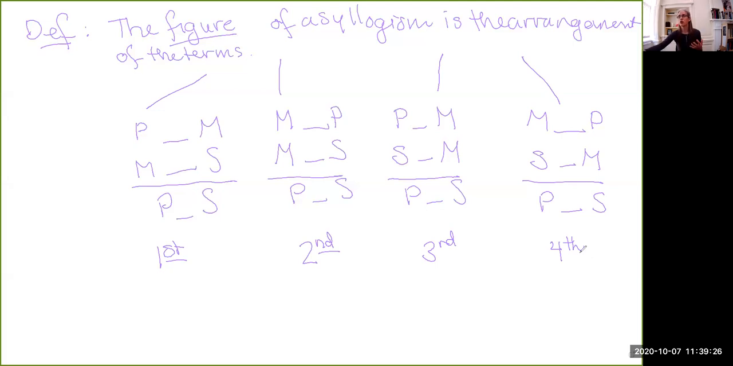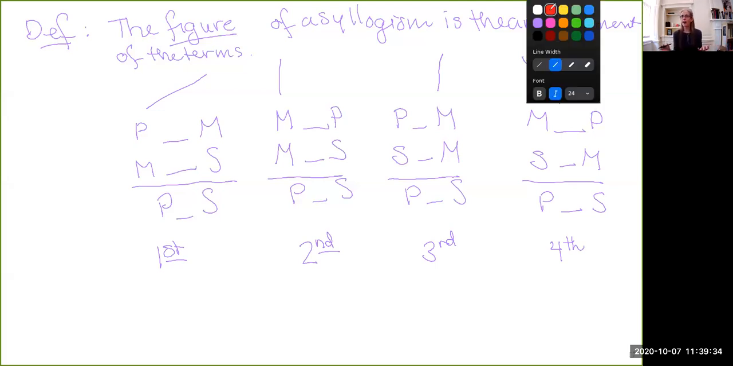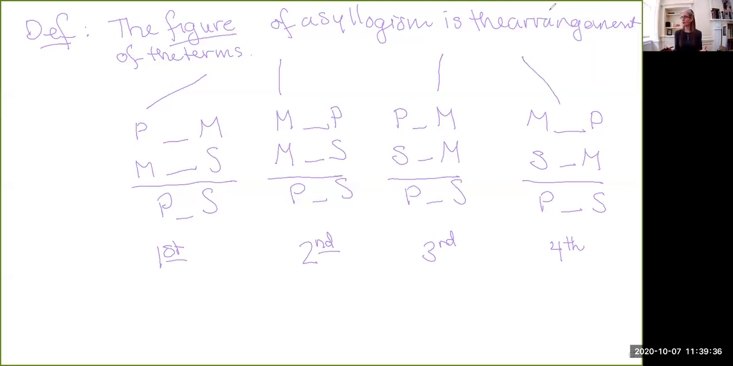But this just says something about the relative arrangement of the terms. These bits that I have written on the board are not actually syllogisms, because they don't involve categorical propositions, because I've got this little line in there. This is where the next definition comes in. So the next definition is that of a mood.